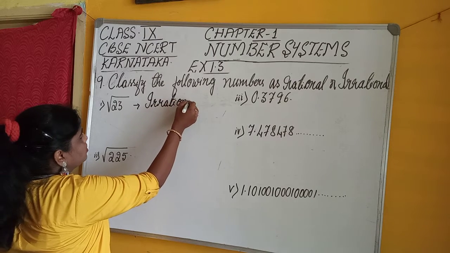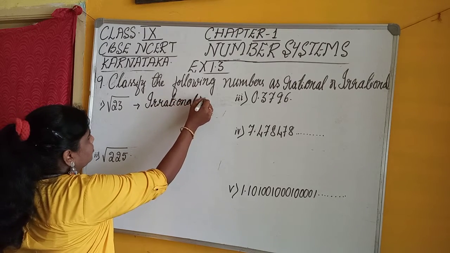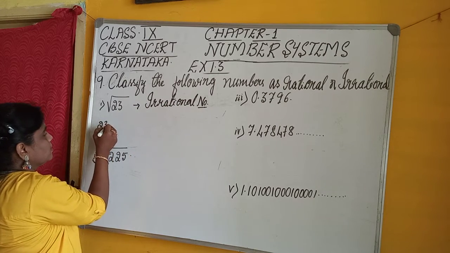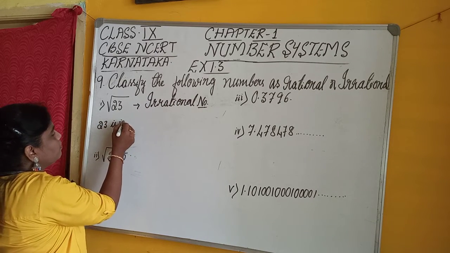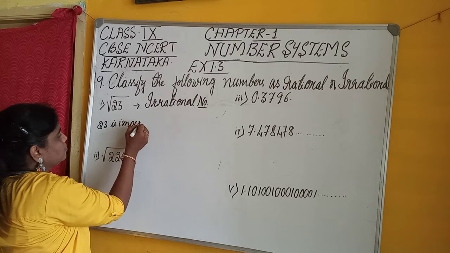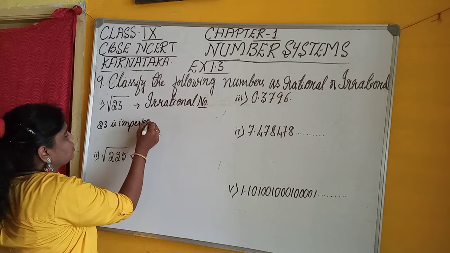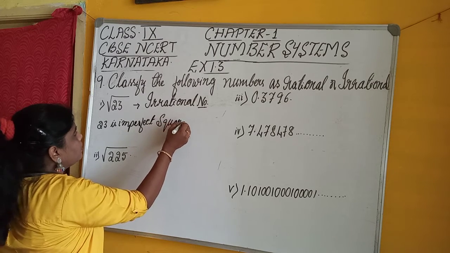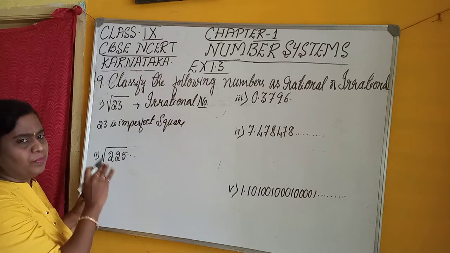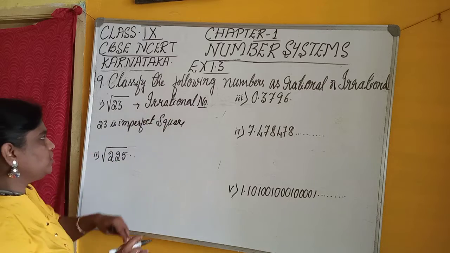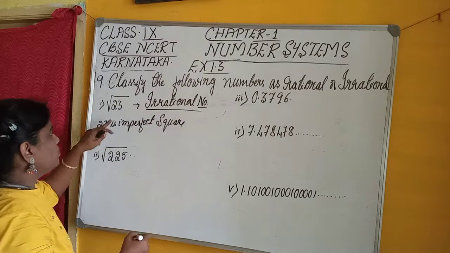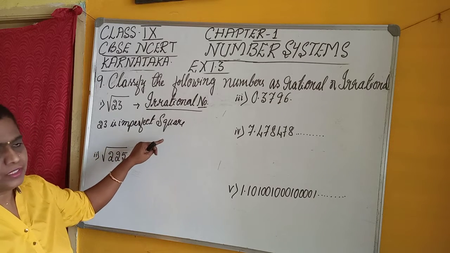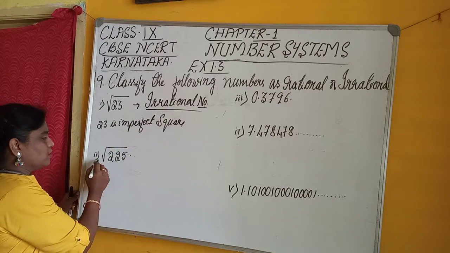Irrational number, because 23 is an imperfect square. You are given that the square root of an imperfect square is an irrational number. Therefore, here the reason is 23 is an imperfect square.